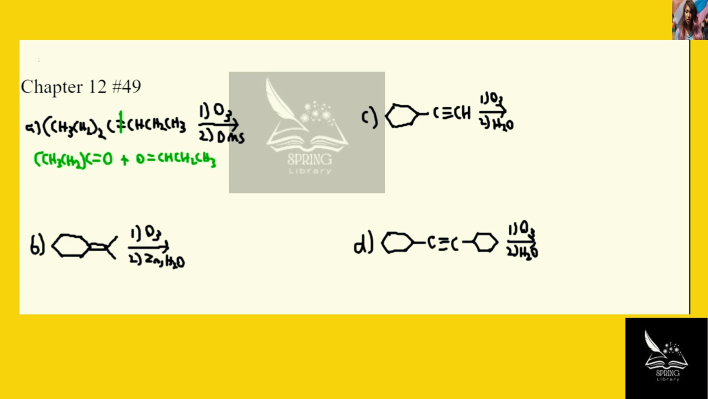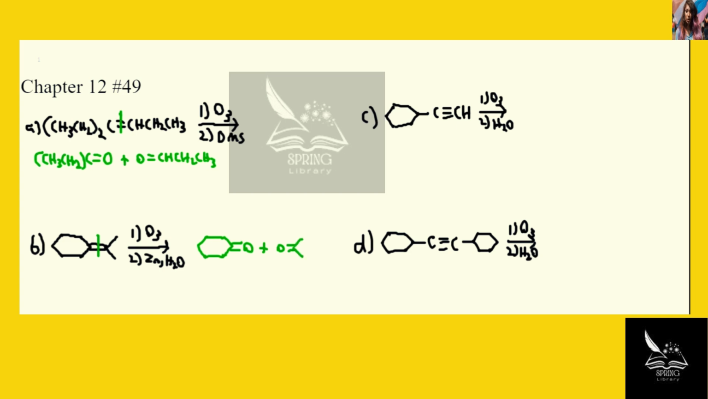The other parts of this problem are going to follow that exact pattern. In B we have another alkene, so this will be cleaved. We can draw a line through the double bond, and then we just need to draw our 2 pieces. Once again, our left piece is going to end up as a ketone, and our right piece is going to end up also as a ketone. And once again, it's acetone, actually. Okay, so there we go.